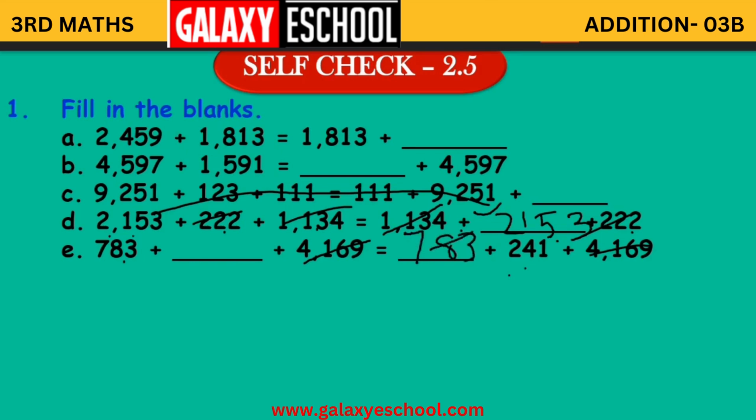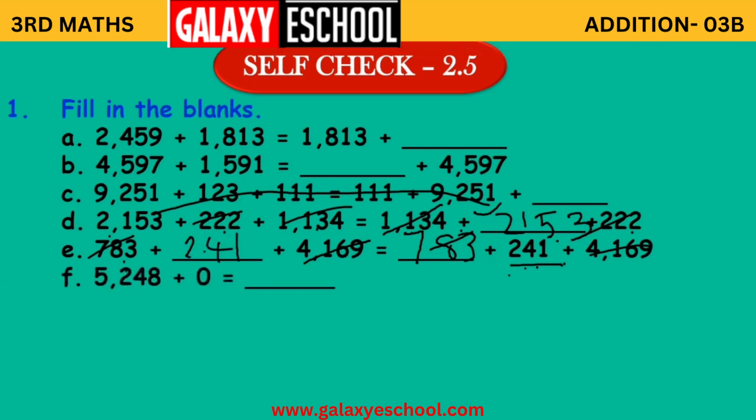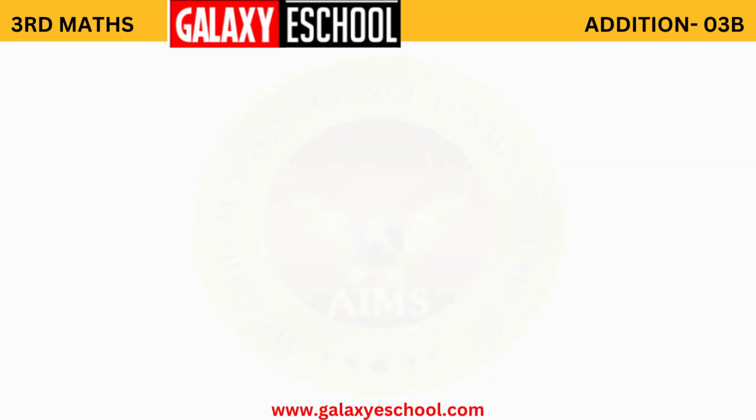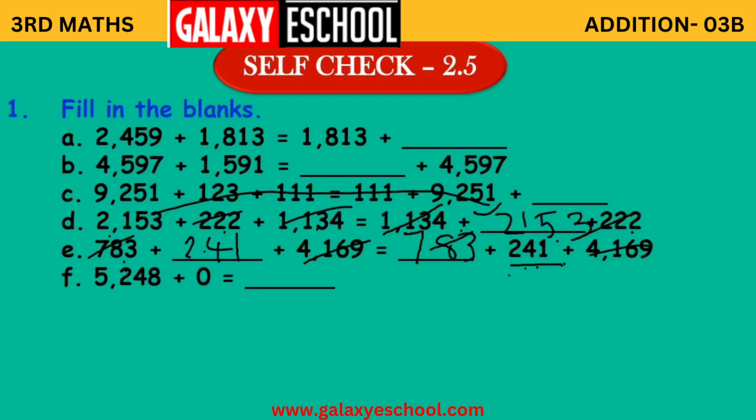Now 783 is also present on both sides. Now 241 is present on the right side but not on the left side. So we'll write 241 here. So 241 is also present on both the sides. Understood, children? What did we do? We looked for the number which was missing on one of the sides and then filled it up.